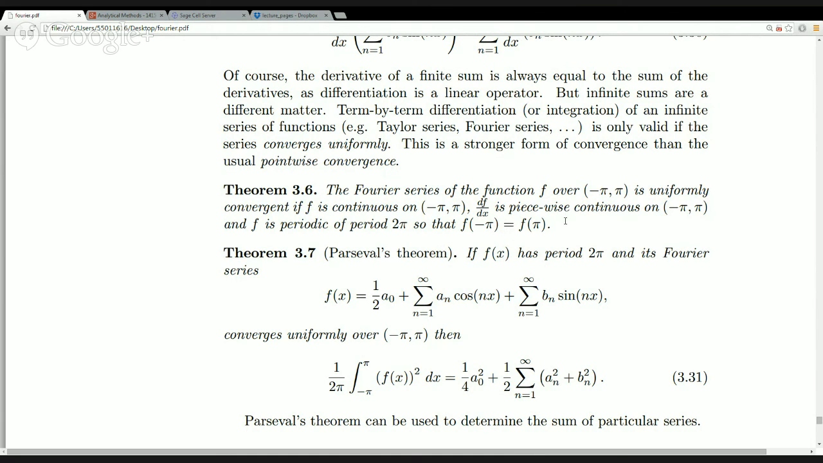Now, that last condition means that the function has to agree at the endpoints at minus pi and pi. That's another reason why the square wave function violates these conditions, because at the left edge, at x equals minus pi, the square wave function was -1, whereas at the right-hand side at x equals pi, it was +1. Okay? That's where the point of discontinuity happened again. But under these conditions, the convergence will be uniform, and you are allowed to differentiate or integrate the function term by term.